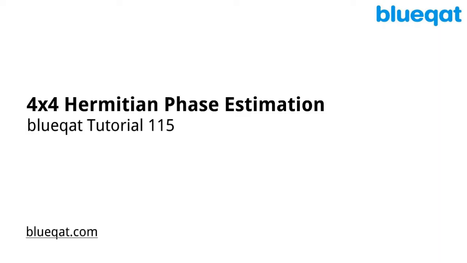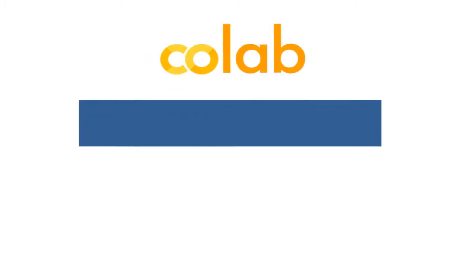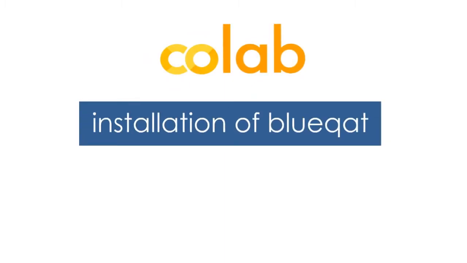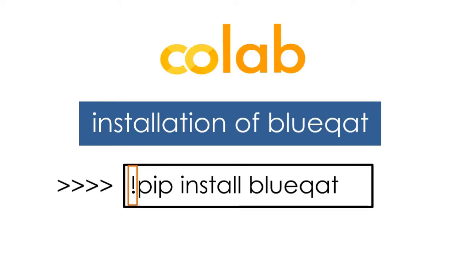In this tutorial video, we will be learning about 4x4 Hermitian phase estimation. We will be doing the coding on Google Colab. Like we did in the previous video, we will be starting with the installation of Blueqat. Type the code, !pip install Blueqat, in order to install Blueqat.